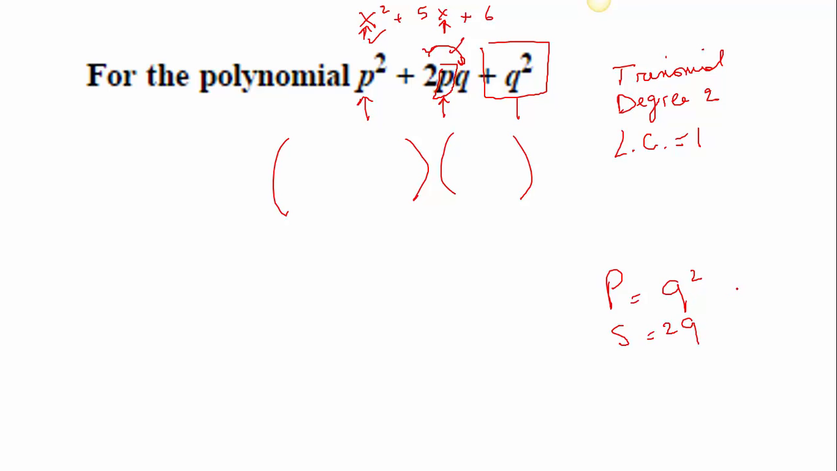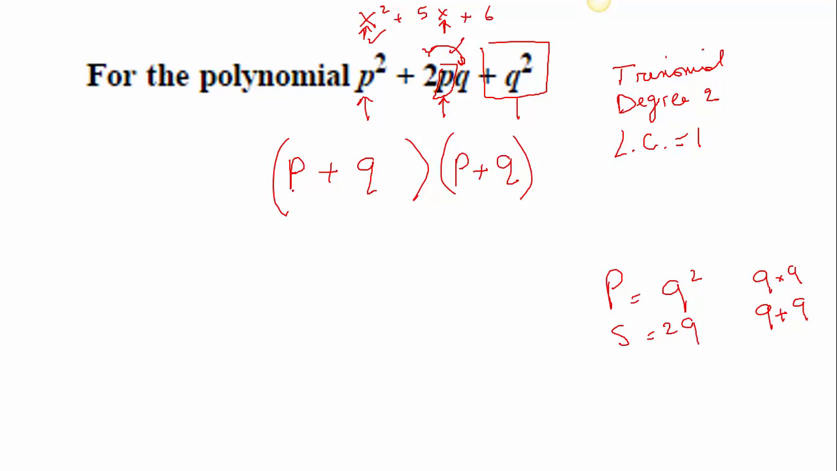And that's pretty simple because the product is q squared, that would be q times q. The sum is 2q, that would be q plus q. So we're done. So this is going to be p plus q, p plus q.